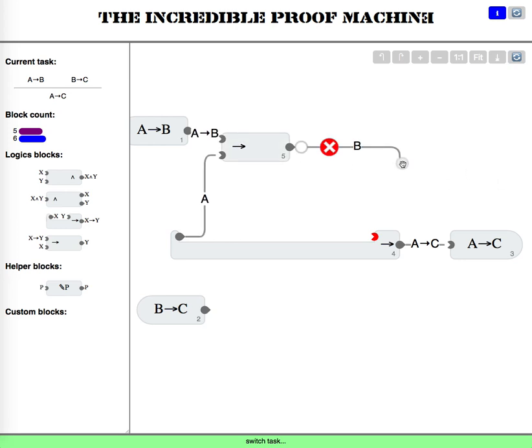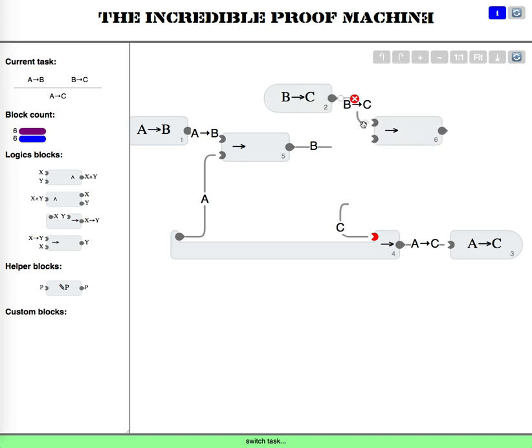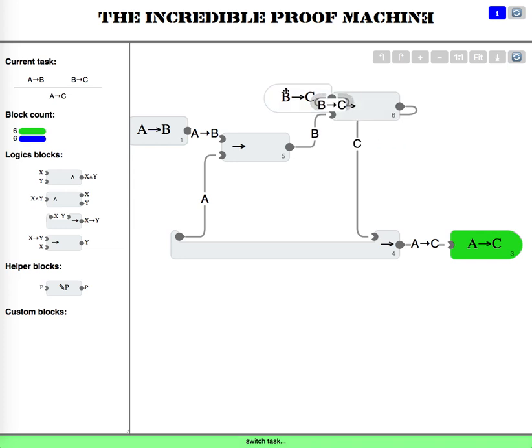Okay, well, we're not done yet because we're trying to prove C here. So now let's combine that concept with B implies C. And here we go. We got B implies C and we got B. So now we know that C is true. Let's combine those together, and there you go. You have this proof. You guys understand how that works?